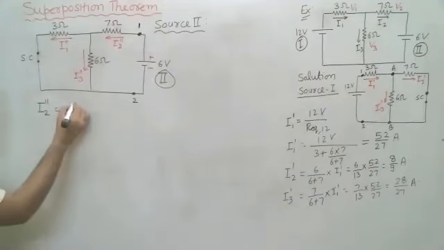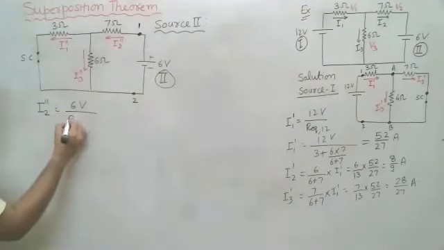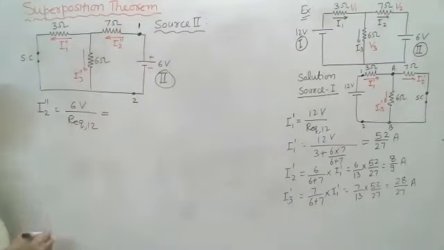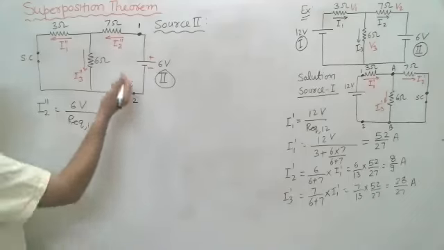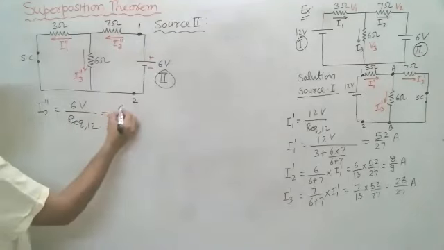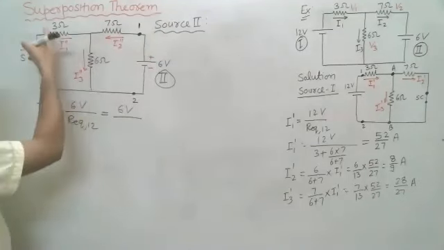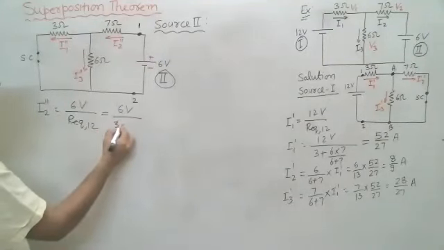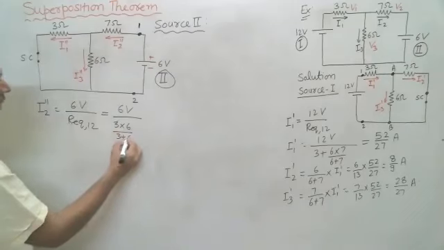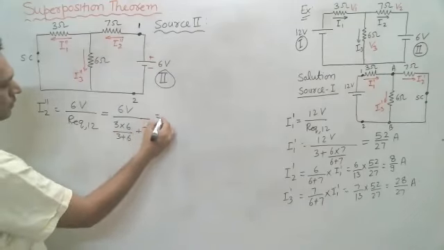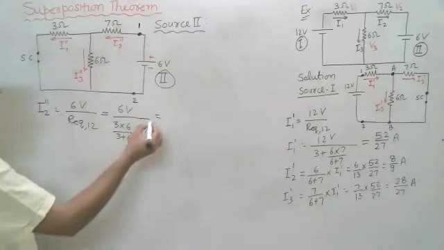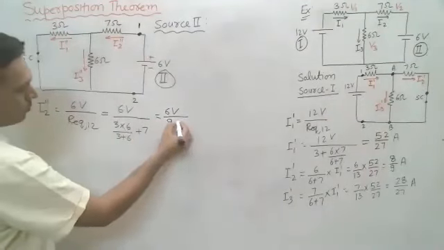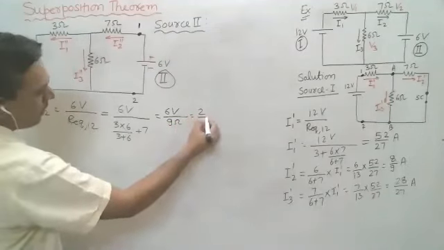I2 double dash is 6 volt by R equivalent across point 1, 2. And what will be equivalent? Now these two are in parallel. So you will get 3 into 6 by 3 plus 6 plus 7 ohm. How much will this be? 6 volt by 9 ohm. That is 2 by 3 ampere.